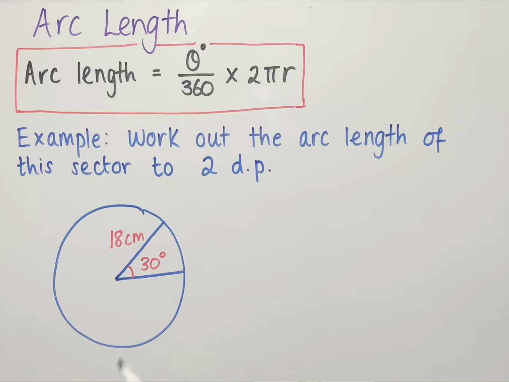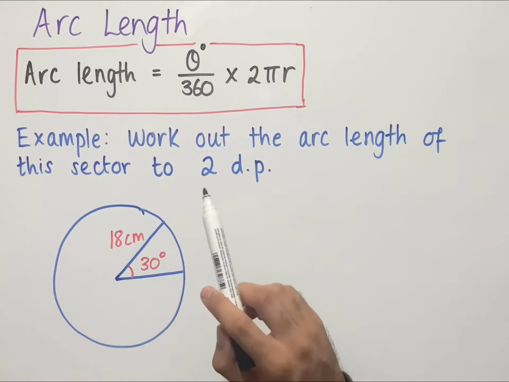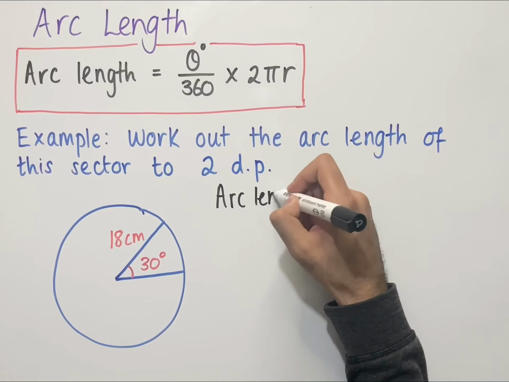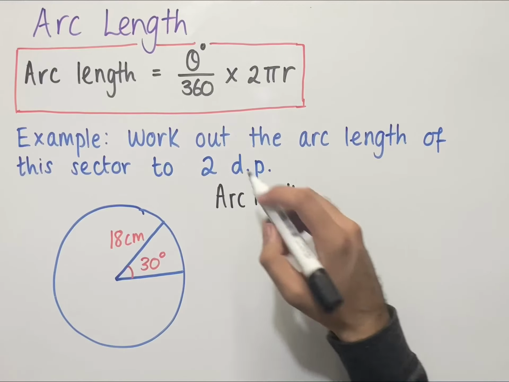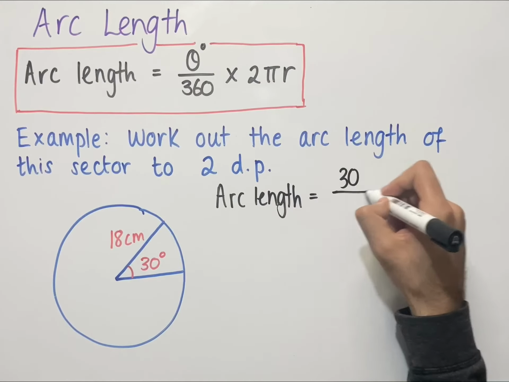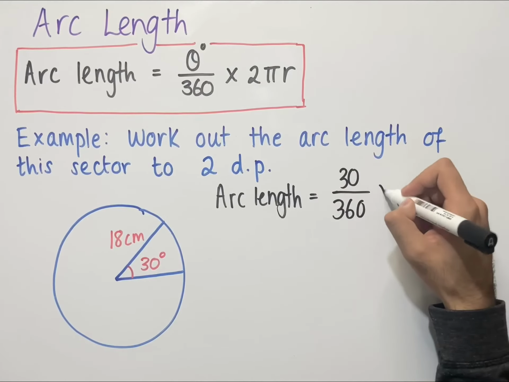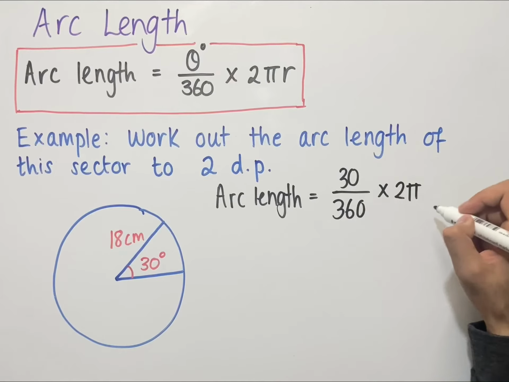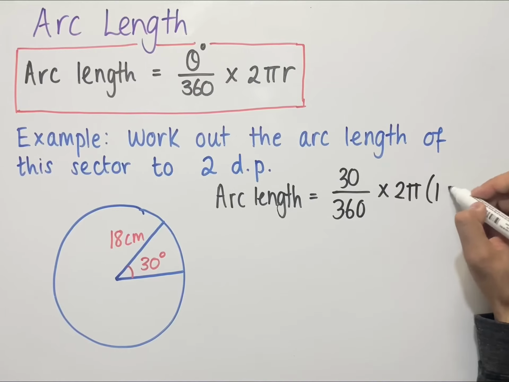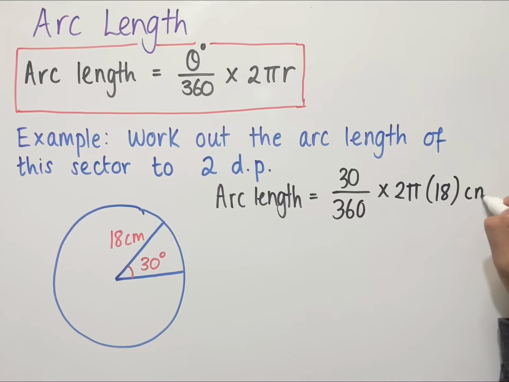In this case, our theta or our angle is 30 degrees, so instead of writing theta, we would write 30. We also know that our radius in this case is 18 centimeters, so instead of writing r, we will substitute 18. So arc length equals 30 divided by 360, and we multiply by 2 pi, and then we multiply by the radius. The radius in this case is 18, so we can write that in brackets. And our units are centimeters.